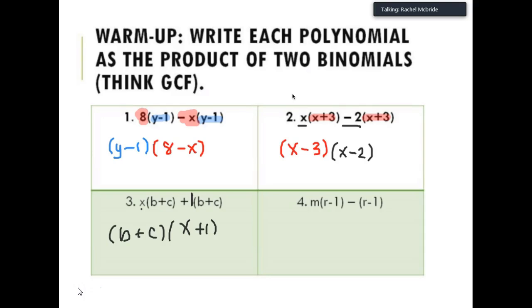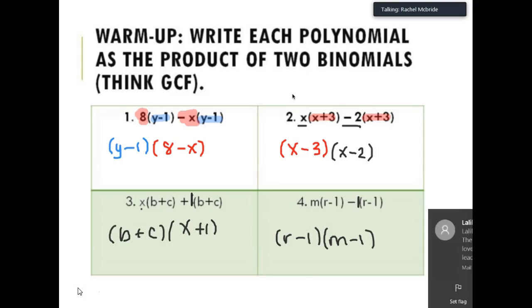Okay, what's the GCF in number 4? R minus 1. And again, you have a placeholder here of a 1. So that leaves behind m minus 1. So if you were to distribute that r minus 1, it would go to both terms. Okay?